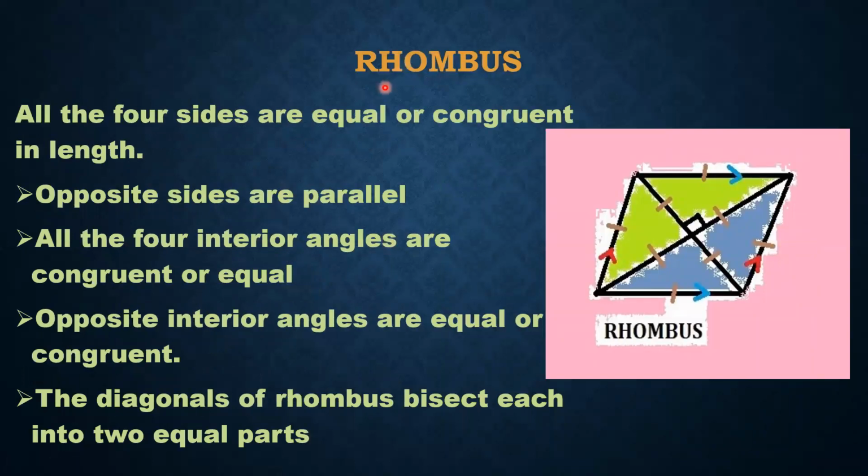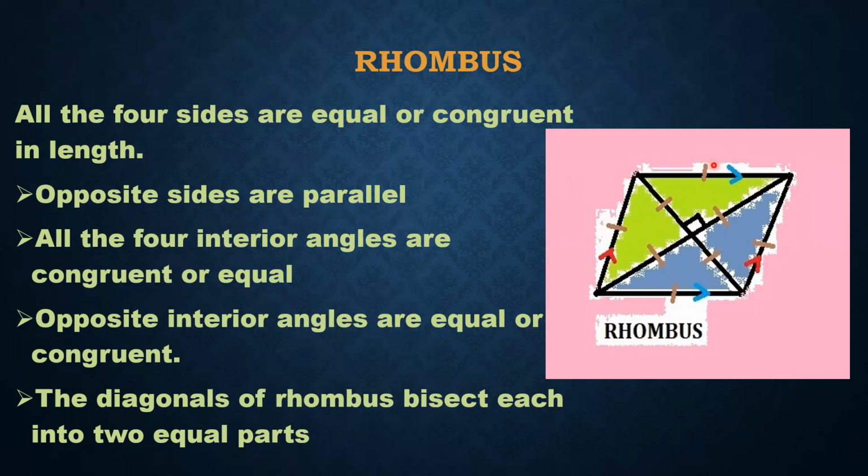Now we are going to talk about the rhombus. It has four sides. That is why it's also called what? Quadrilateral, because quad means four. So once it has four sides, then we call it a quadrilateral. And this one is a rhombus. In a rhombus, all four sides are equal and congruent.